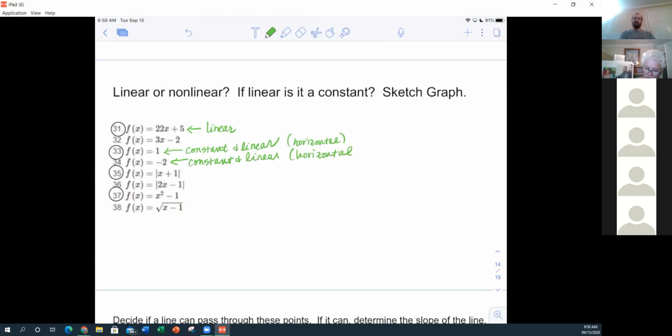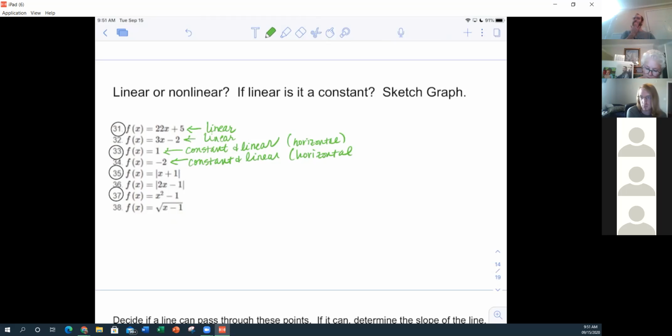Okay. So 32 again is what kind of function? Is it linear? Yeah, it's linear. Is it constant? No, because it's got that x in there. It's got a slope that's not 0.